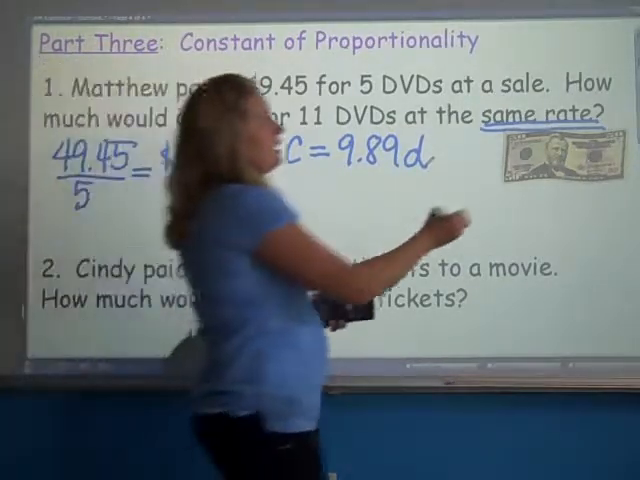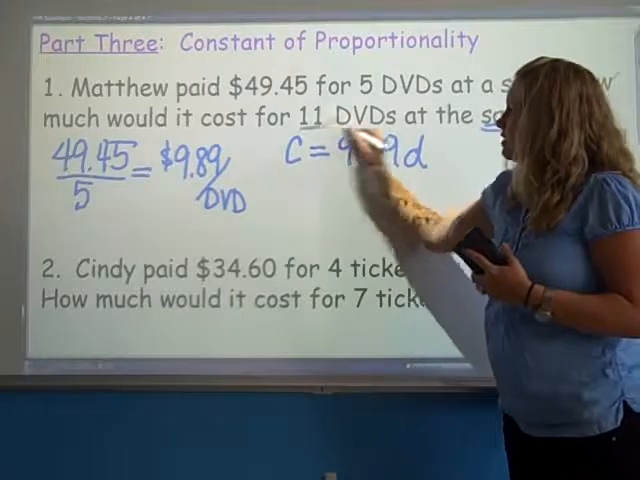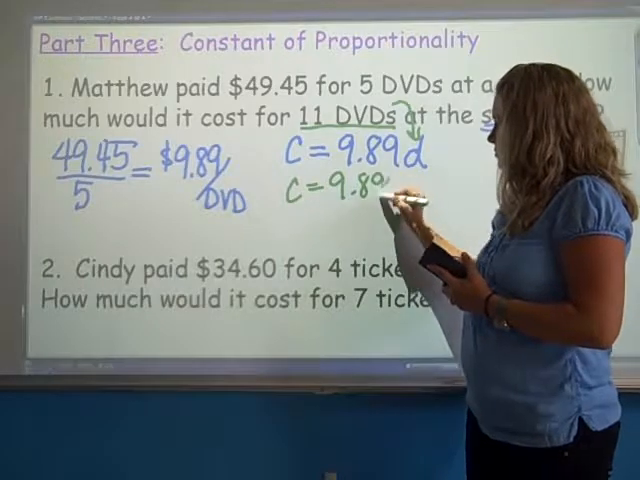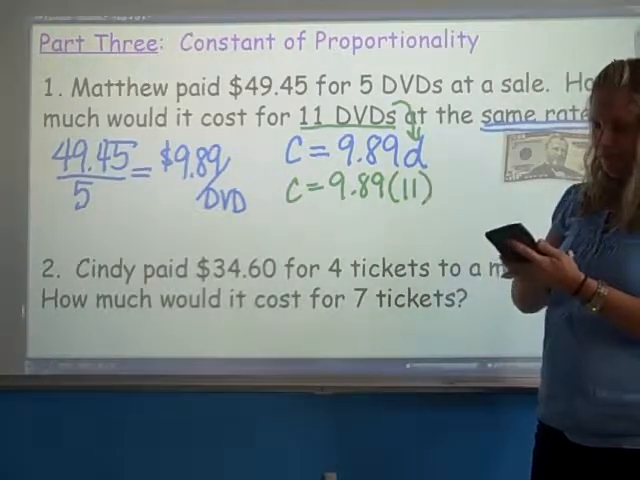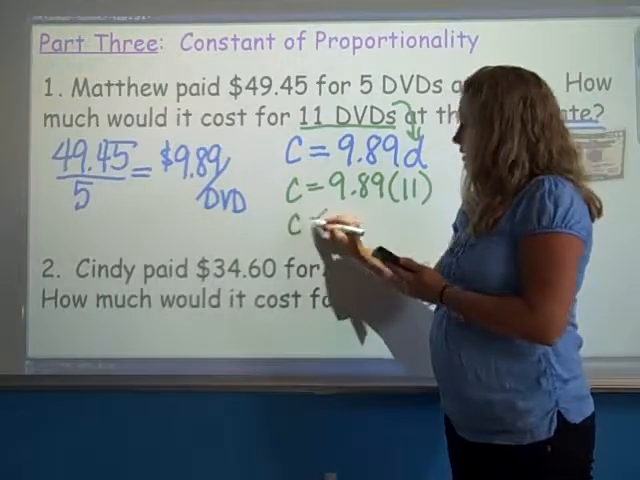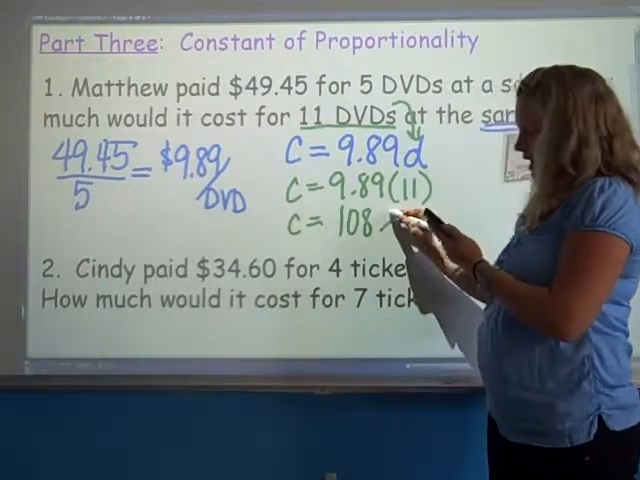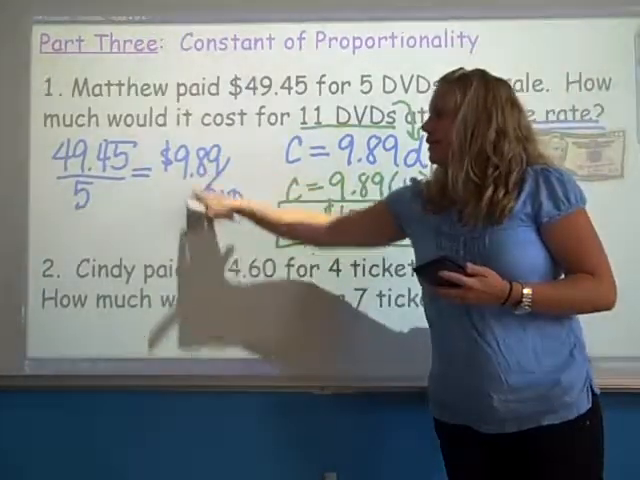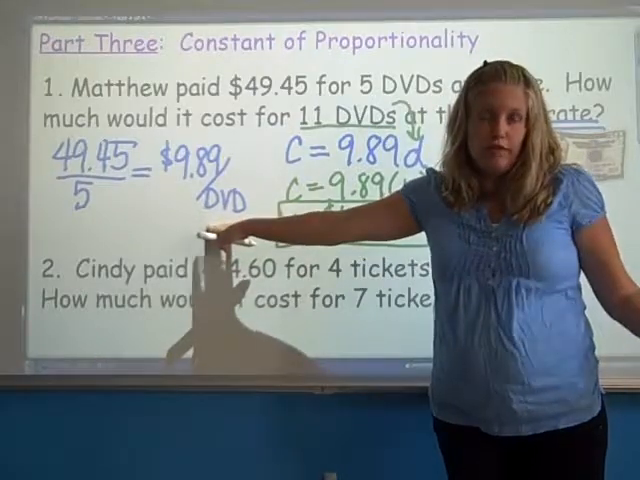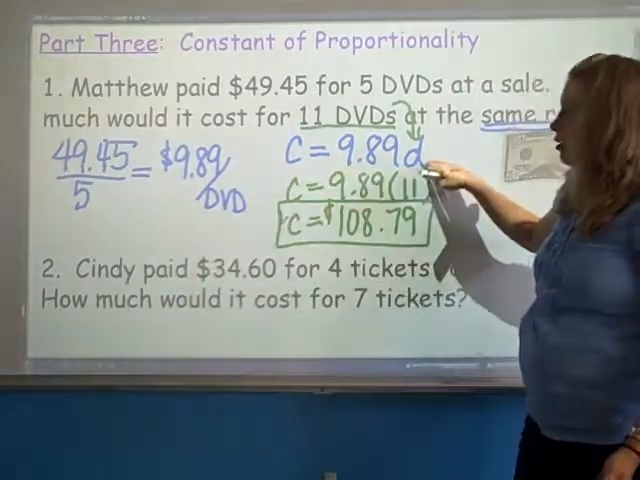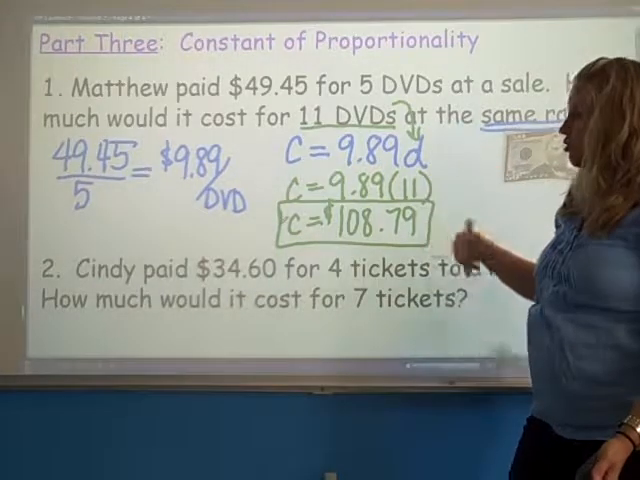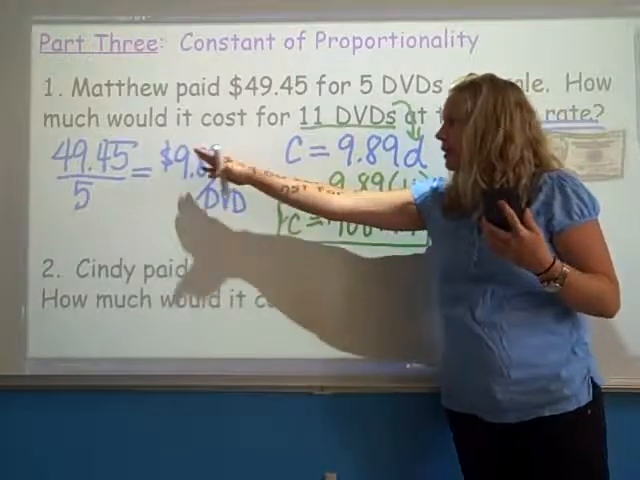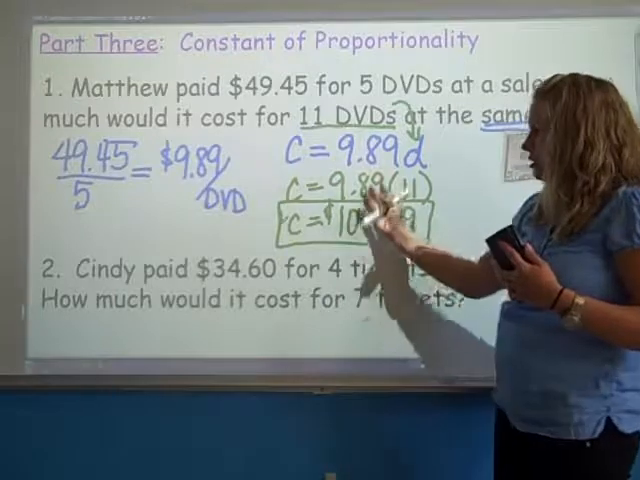Then I plug in the 11 that I now have, 11 DVDs, plug that in for how many you have to figure out the cost. And multiply. $108.79 would be the cost. So I should see that you're finding the constant of proportionality this way, which is the unit rate, figure out how much per item, writing an equation for it, and then plugging it in and showing me the work. This is showing me the algebra, that you know how to think algebraically, not just say, oh, okay, multiply that times 11. Okay, so you're writing an equation and then plugging it in.